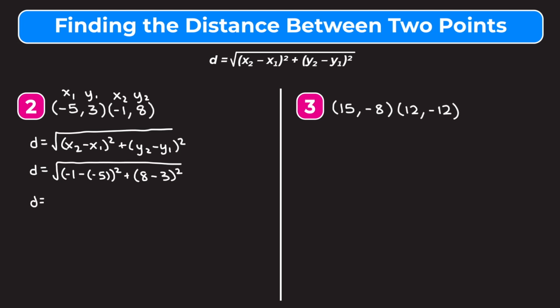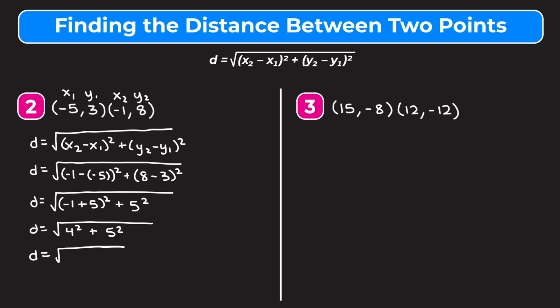And now I'm going to continue to simplify. So negative 1 minus negative 5 is the same as negative 1 plus 5 squared, plus 8 minus 3 is 5, so plus 5 squared. And we're just going to continue to simplify this. Negative 1 plus 5 is positive 4, so we have 4 squared plus 5 squared, and now we'll square both of those. 4 squared is 16, plus 5 squared, which is 25. And if we add 16 plus 25, we're going to get 41. So we get our distance is the square root of 41.